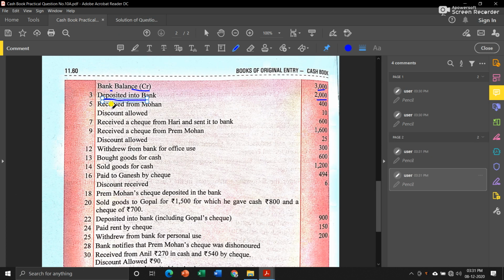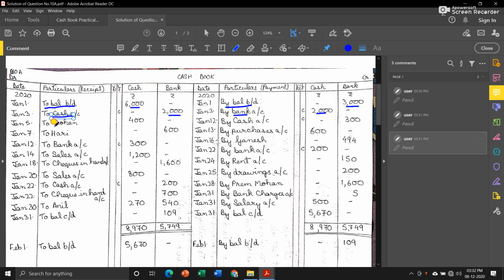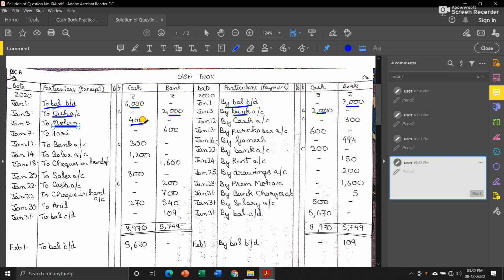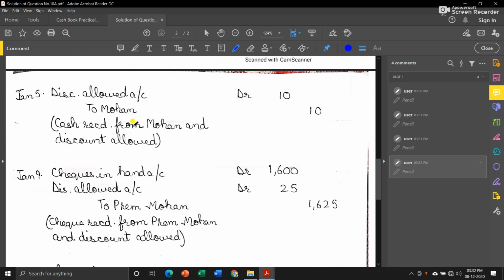Then next they said that on date 5 we received from Mohan rupees 400 and we allowed discount of rupees 10. So for this receipt of 400 we will record it on the debit side by writing to Mohan in cash column 400. And for discount allowed, we will pass one journal entry: discount allowed account debited to Mohan, rupees 10.